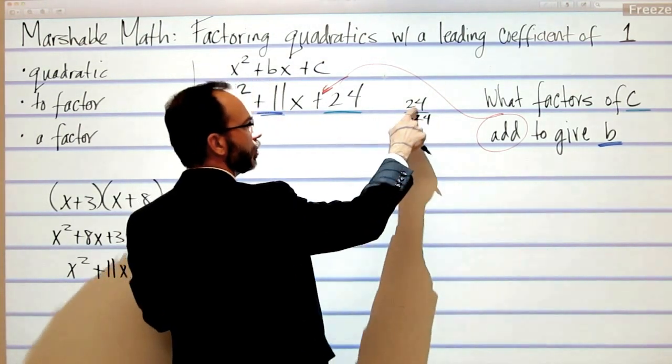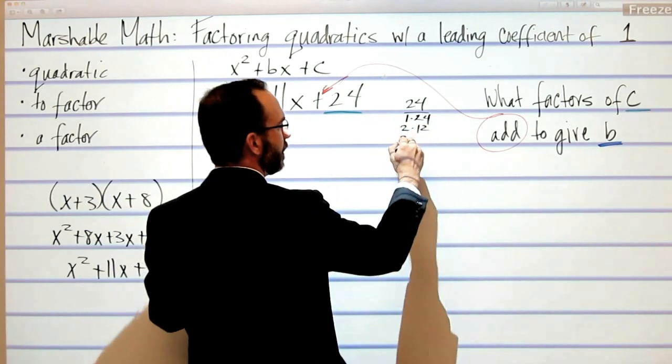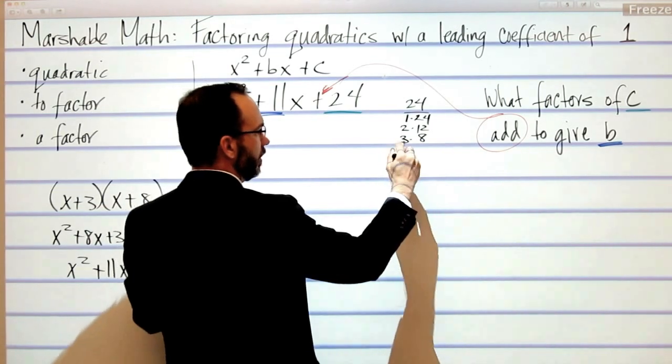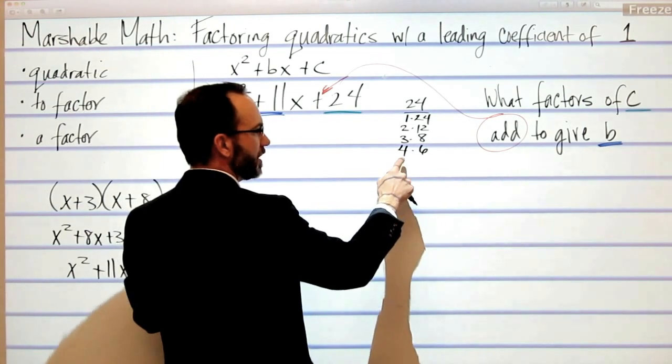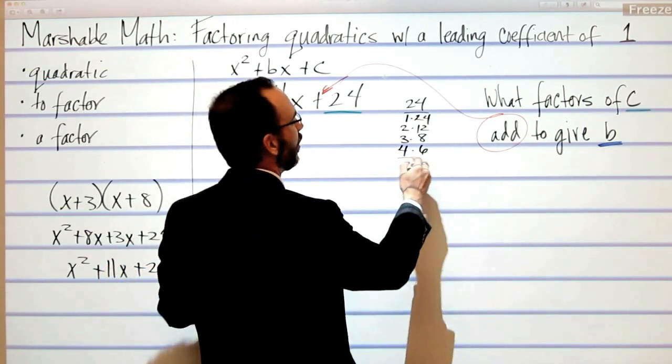2, does 2 multiply into 24? Yes, it does. 2 times 12. 3, does 3 multiply into 24? Yes, it does. 8. Let's see, what comes after 3? 4? Yep, 4 works. 4 times 6. 5? 5 doesn't work. What comes after 5? 6? But we've already got the 6, so we know that we're finished.